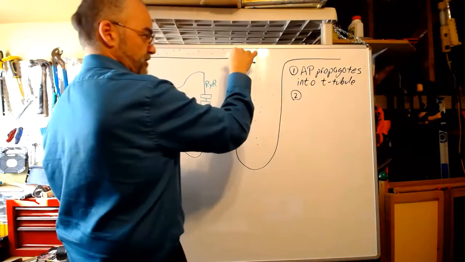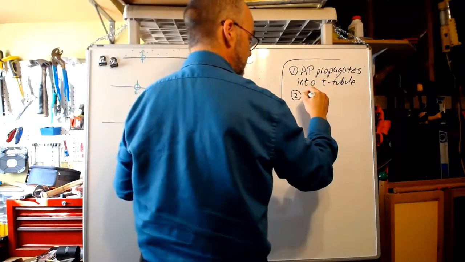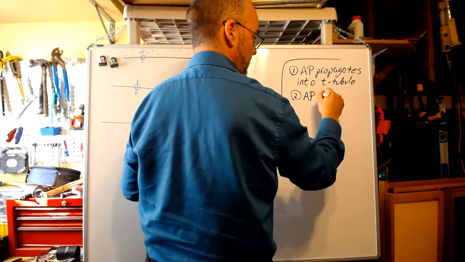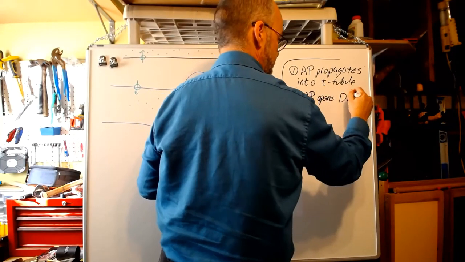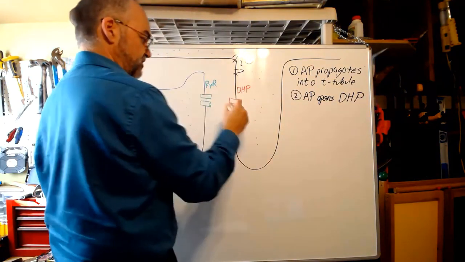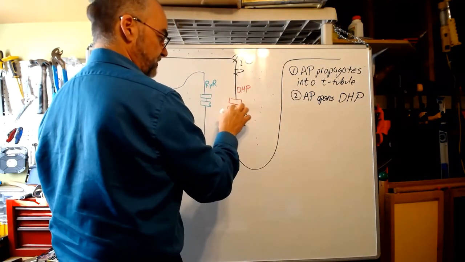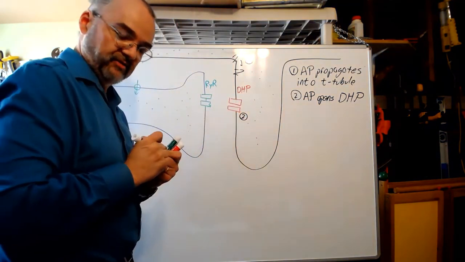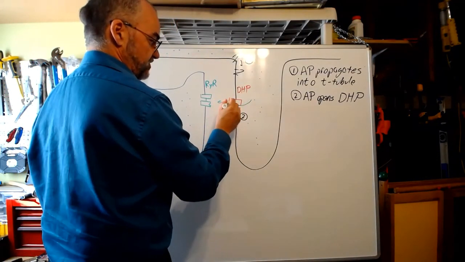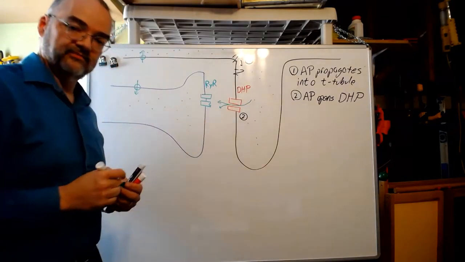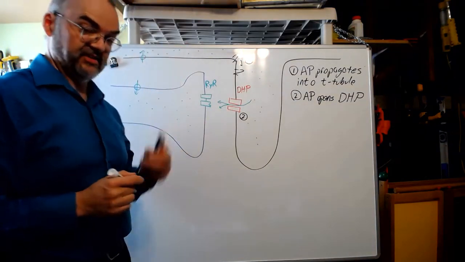That should really be with the plateau, I suppose. The action potential causes the DHP to open. So my action potential opens my DHP receptor, and calcium can enter from the T-tubule. This is why it was important that we had calcium out here, one of the reasons.